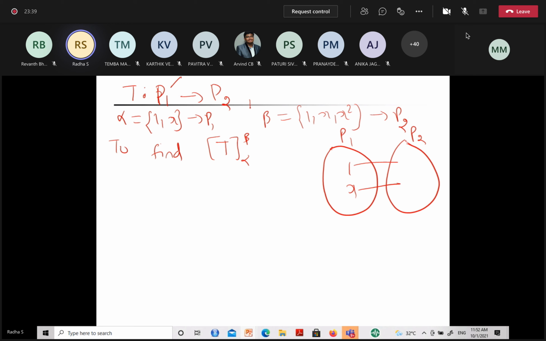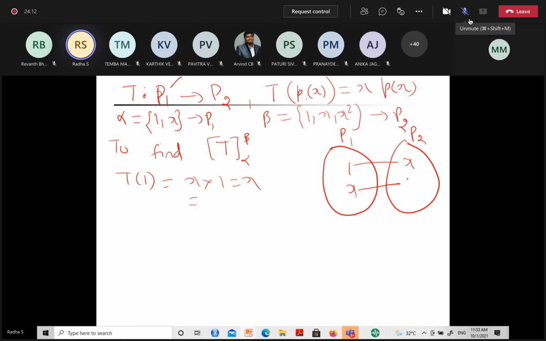So how have they defined the linear transformation? If you take T of P of x, any polynomial in P1, that goes to x times P of x. Any polynomial P of x goes to x times P of x. That is the way they have defined the linear transformation. So where does 1 go? x into 1. Here your P of x is 1, right? So it goes to x.